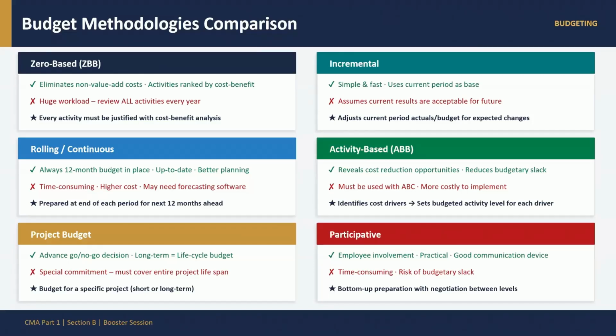Then it must be used with ABC. So this is the biggest disadvantage. If you are choosing ABB, you should choose ABC. ABB and ABC both should be used together. One is meaningless without the other. ABC is activity-based costing. And again, it identifies the cost drivers and sets budgeted activity level for each driver.